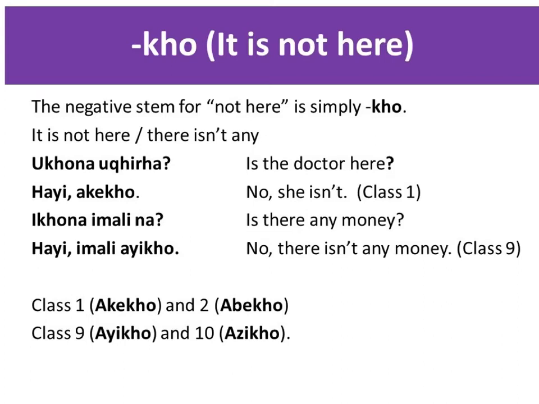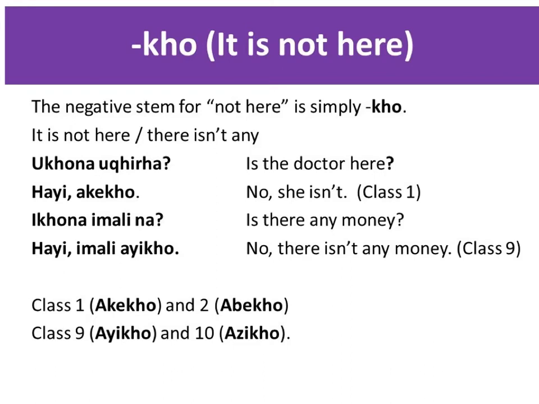Now the challenge with this is that there are quite a lot of different ways of saying something's not here. The ones most useful to know are for class 1 and 2. We'll look at them in a minute. Akekho, for a singular, he or she is not here. Or abekho, for they are not here. And then class 9, ayikho, because that refers to a lot of our borrowed words or things that start with an I. And the plural of that, the things are not here, azikho.